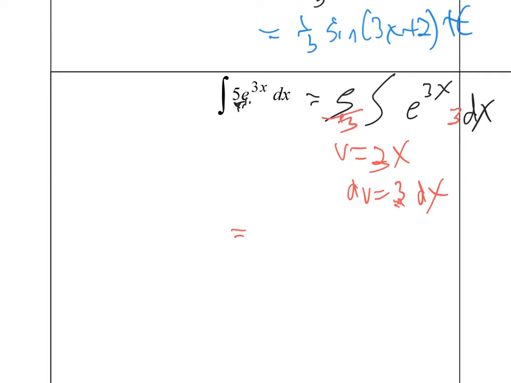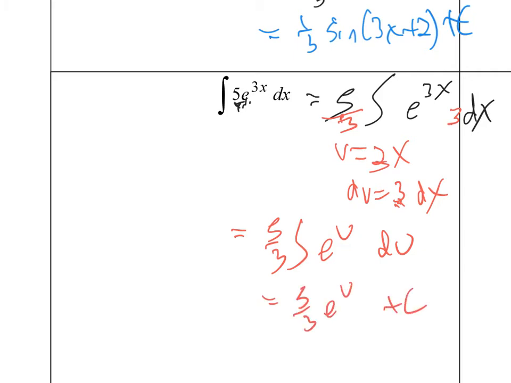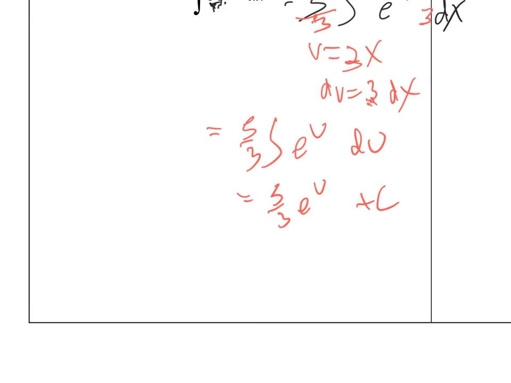So I'm looking at the real problem is 5/3 integrate e to the u du. Which is really kind of simple because whenever you integrate e to the u, the answer is e to the u. So my final answer is 5/3 e to the u plus c. And go ahead, substitute my x material back. U is 3x, so 5/3 e to the 3x plus c.